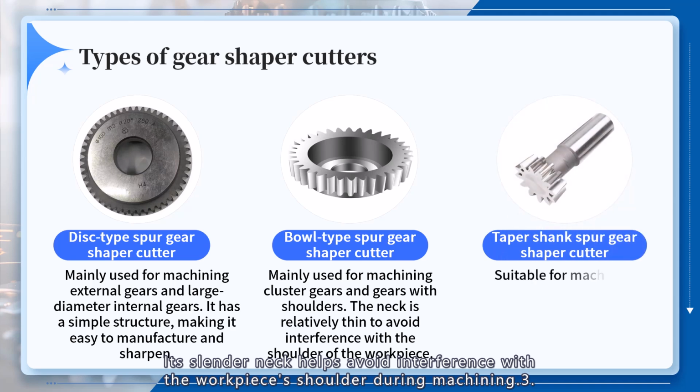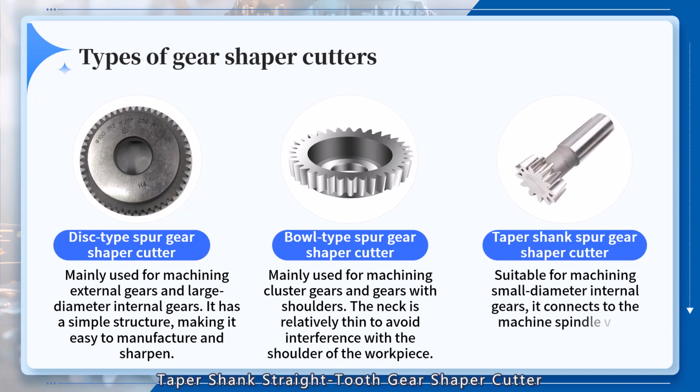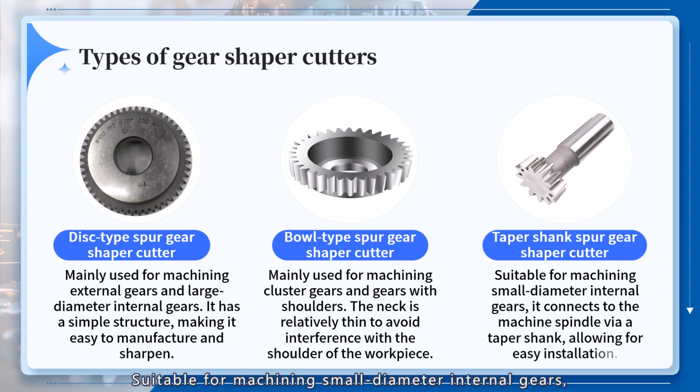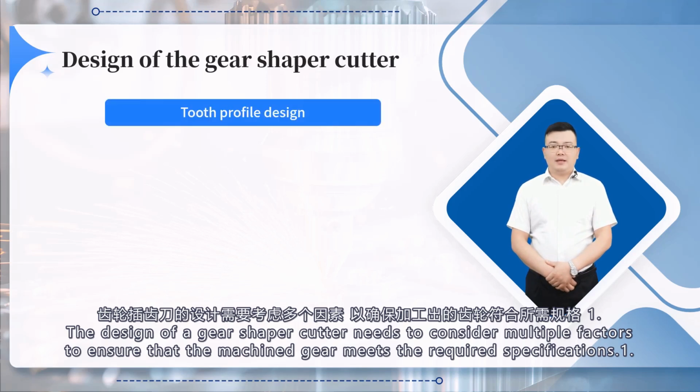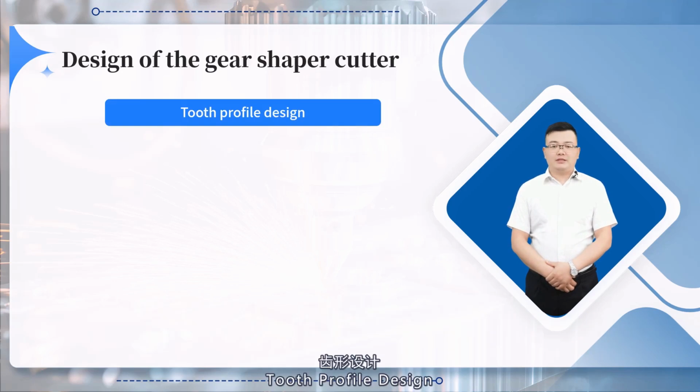3. Taper shank straight-tooth gear shaper cutter, suitable for machining small diameter internal gears. It connects to the machine spindle via a taper shank, allowing for easy installation. The design of a gear shaper cutter needs to consider multiple factors to ensure that the machined gear meets the required specifications. 1. Tooth profile design.